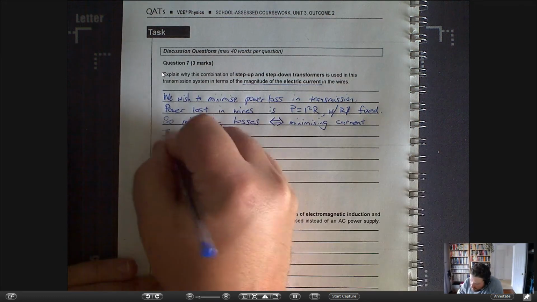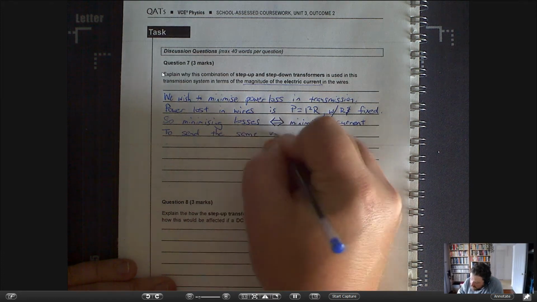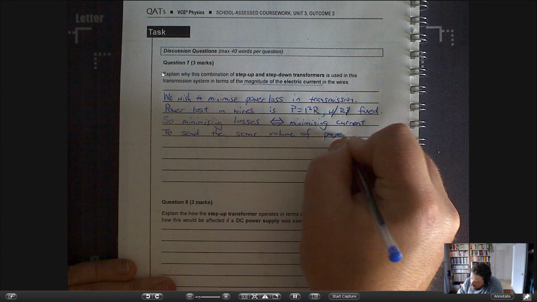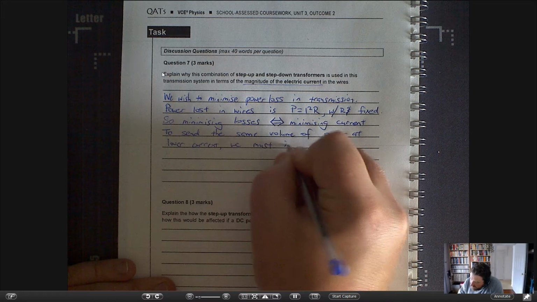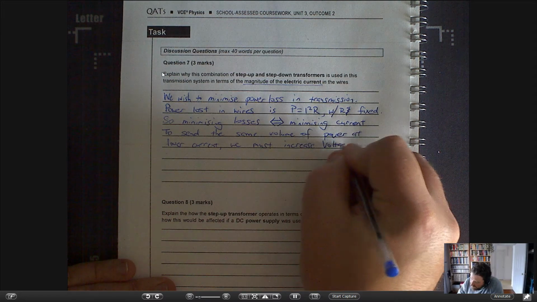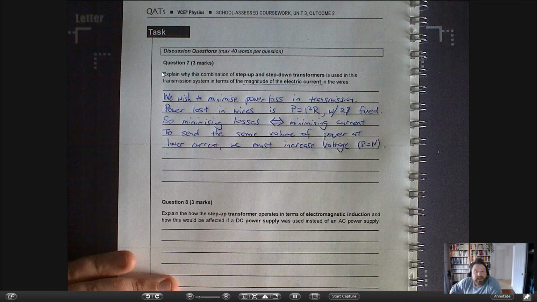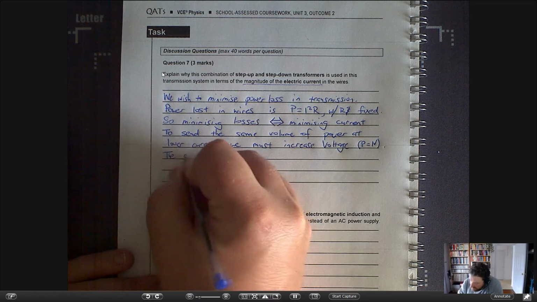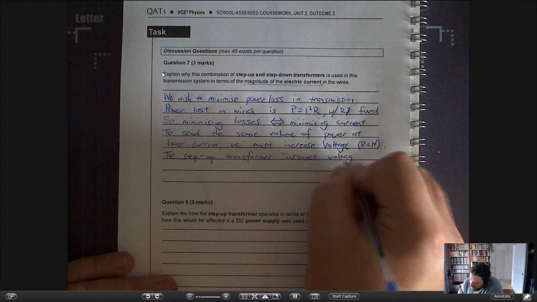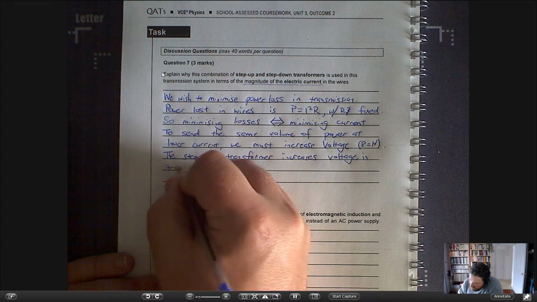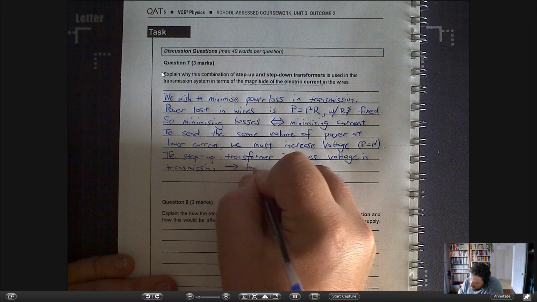Okay. To send the same amount of energy, power, at lower current, we must increase voltage. Probably not completely necessary, this line, but let's be really explicit. We must increase voltage. The step up increases voltage in transmission, which leads to lower current.